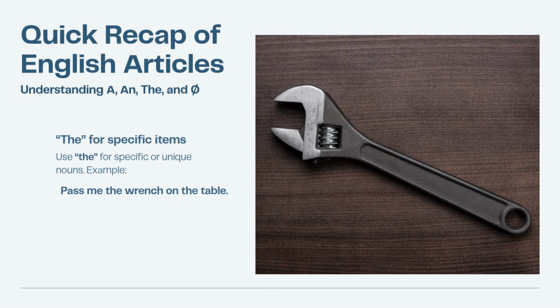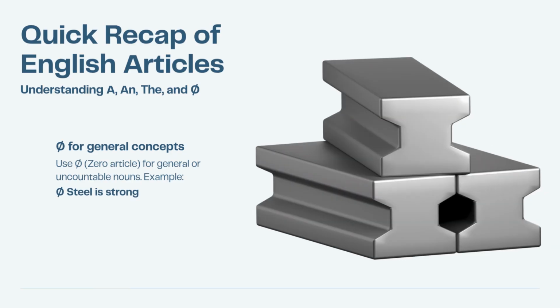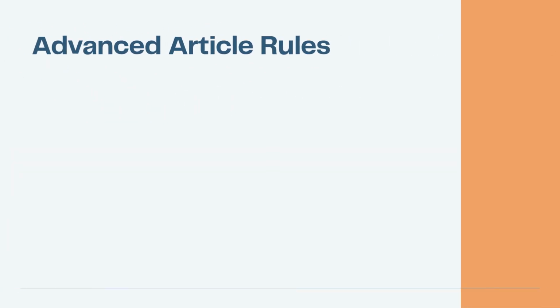And sometimes we use no article at all for general or uncountable nouns. For example, steel is strong. Simple rules, but they are the foundation for more advanced uses. Now, let's move into advanced rules.